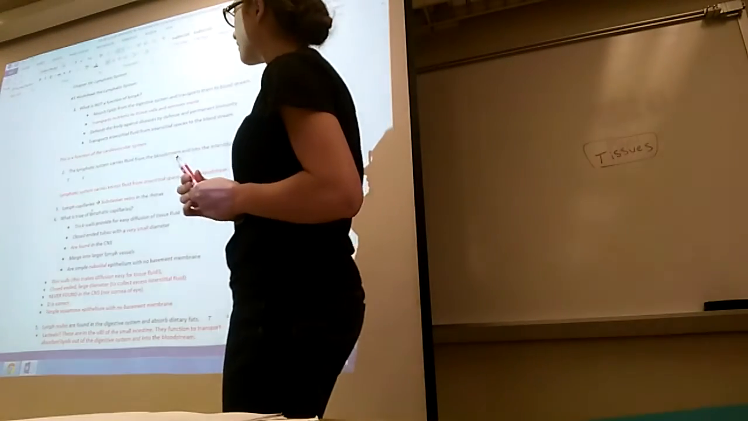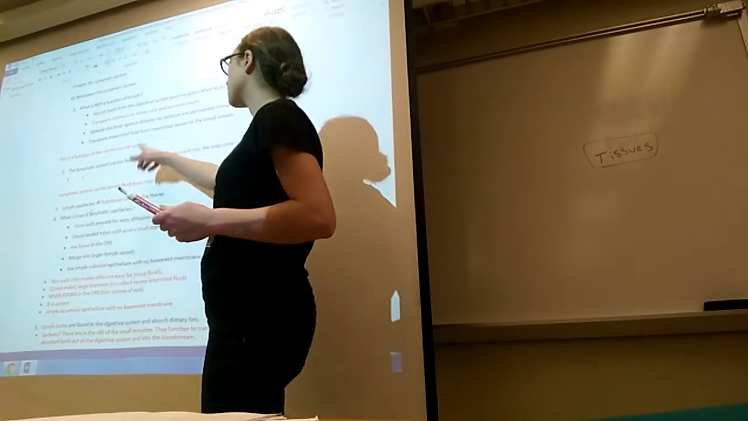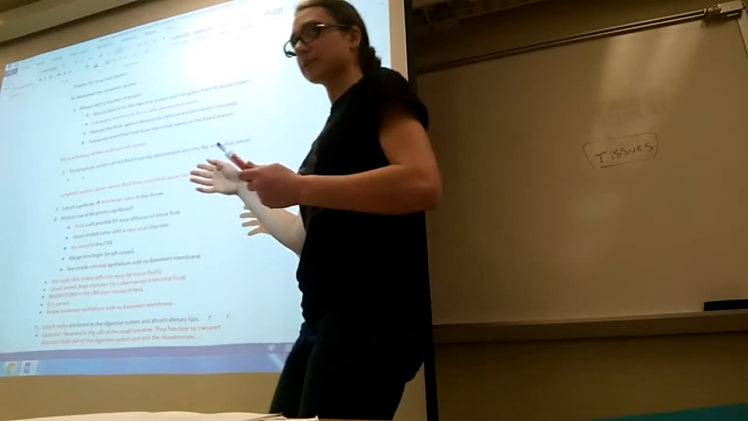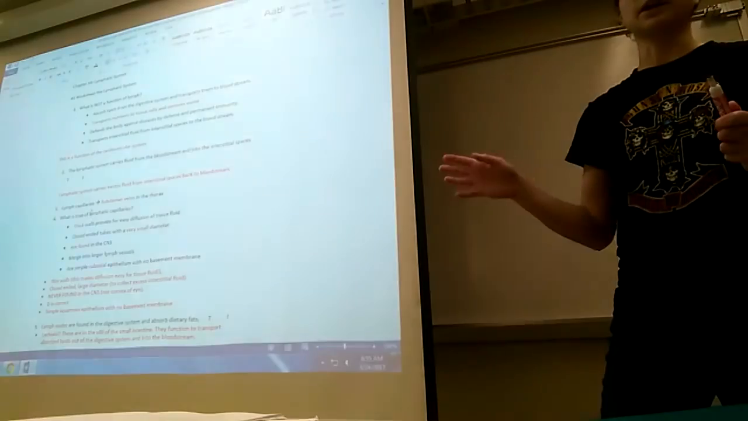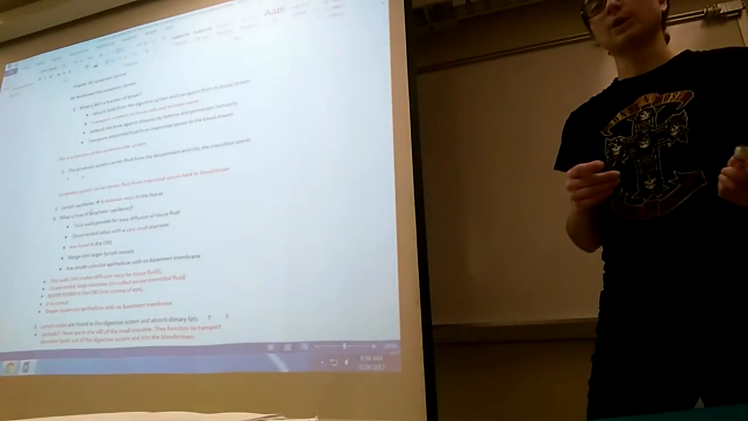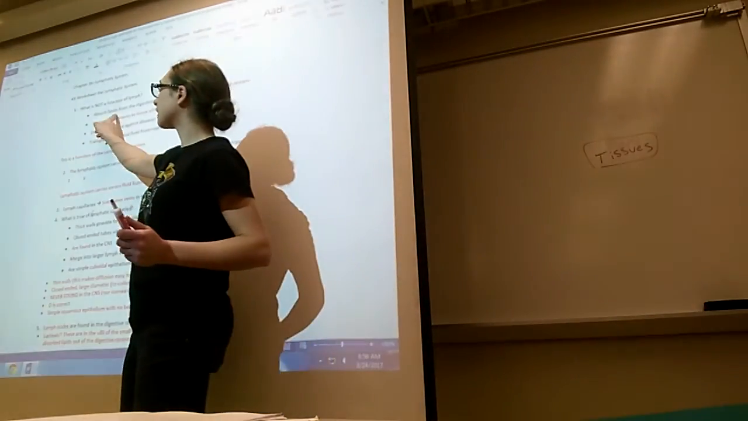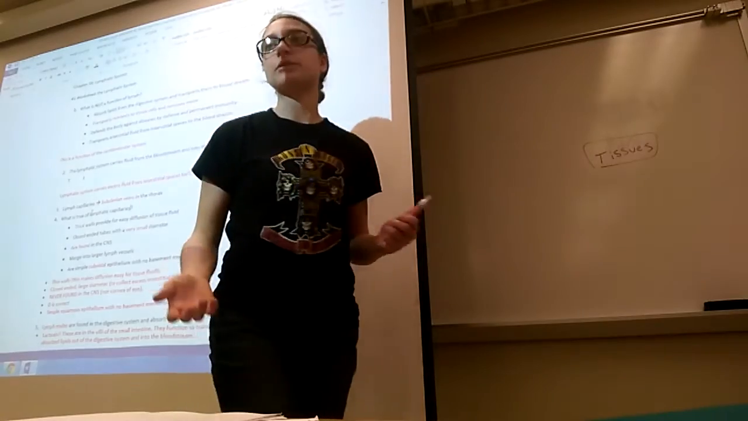So one of the things that lymph does not do is transport nutrients to the tissues and remove waste. This is the cardiovascular system. This is what your blood does. Your blood transports waste and nutrients, but lymph transports lipids. So think of lipids, lymph, they both start with L's.